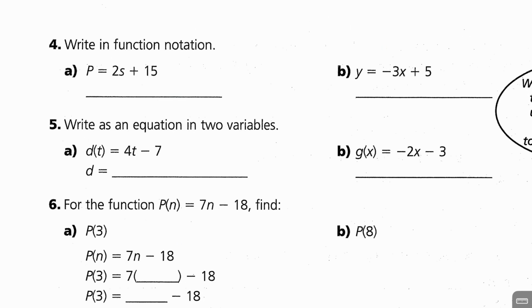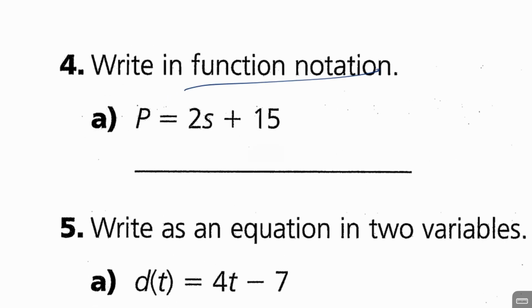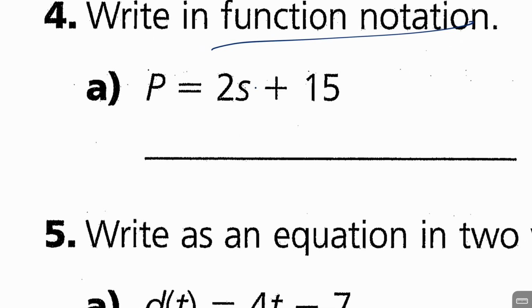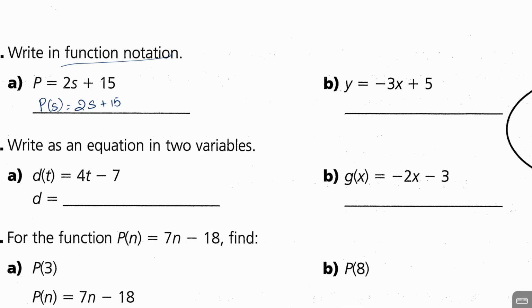Now go back to question number 4 in your assignment. So here the equation is given and you have to express it in function notation. And here the variable is s. When s changes, p will also change. So p of s equals s plus 15. The same way you have to write the function notation of the second equation, y equals negative 3x plus 5.